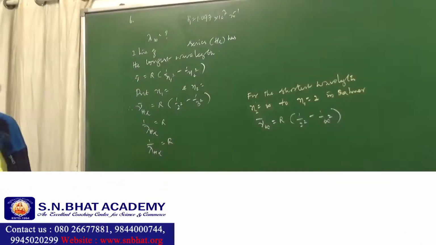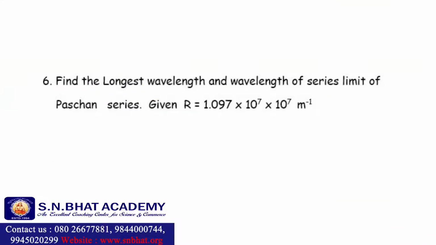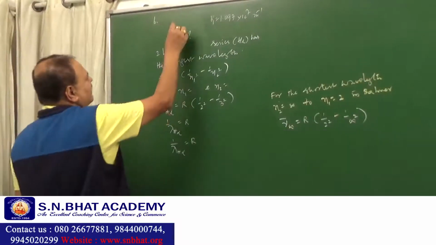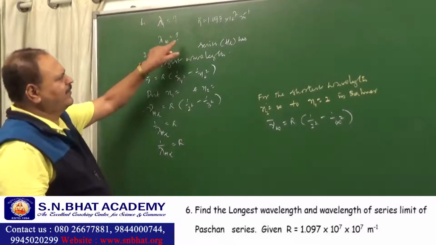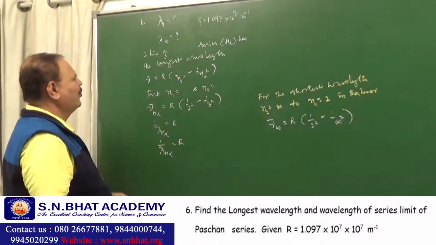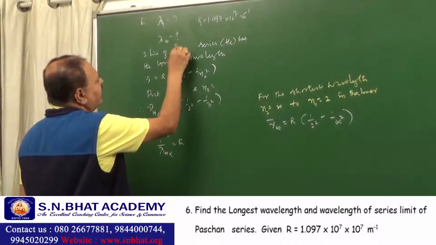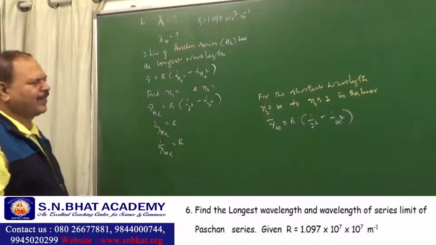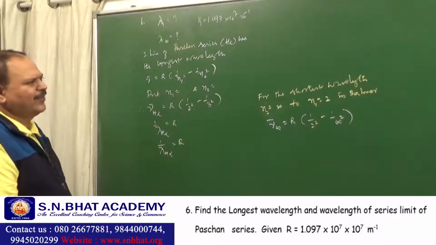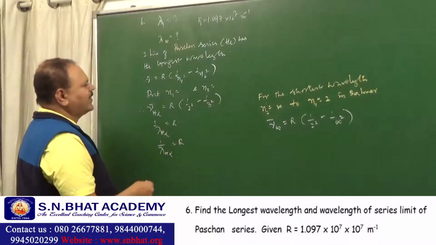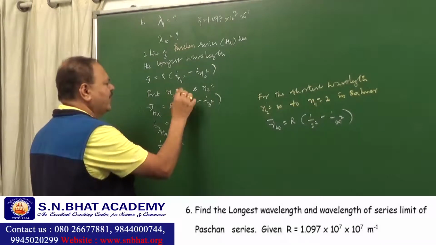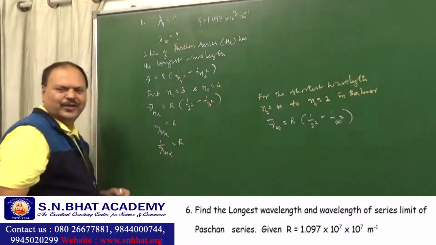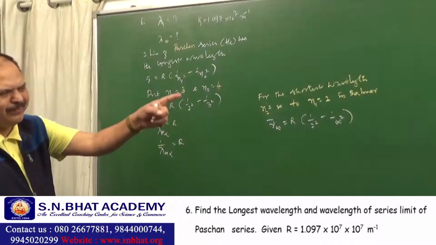The next question is, find the longest and the shortest wavelength of the Paschen series. Okay, find the longest wavelength means it is the first line of the Paschen series, and the longest wavelength is from infinity given this R. First line of the Paschen series has the longest wavelength. You write the generalized formula. You know that for the first line of the Paschen series, electron has to jump from 4 to 3. That is, you put N1 is equal to 3 and N2 is equal to 4. That's why you should remember the diagram.